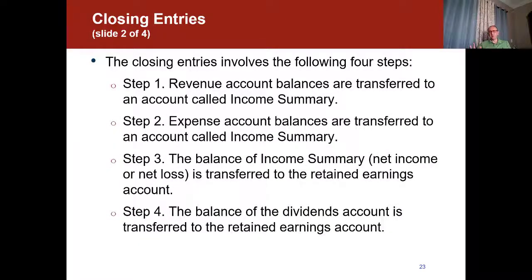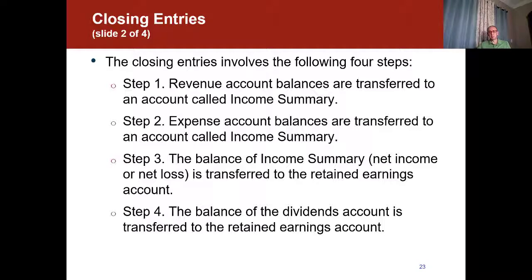You know me, I'm not a very big fan of steps, but I'm going to read them anyway, and they would make more sense once we explain the closing entries themselves. So they involve 4 steps. The first step is revenue account balances are transferred to an account called income summary. So in the first step, we're closing the revenue account.